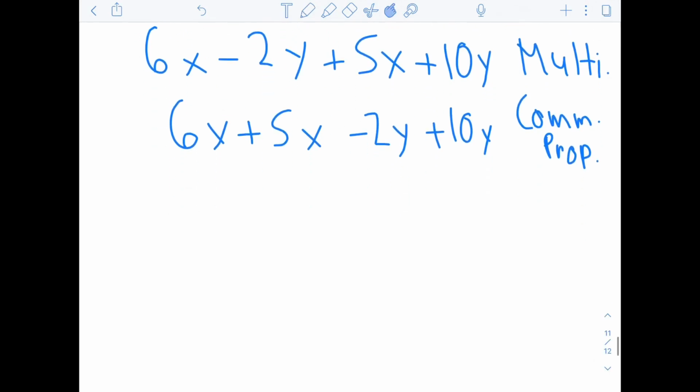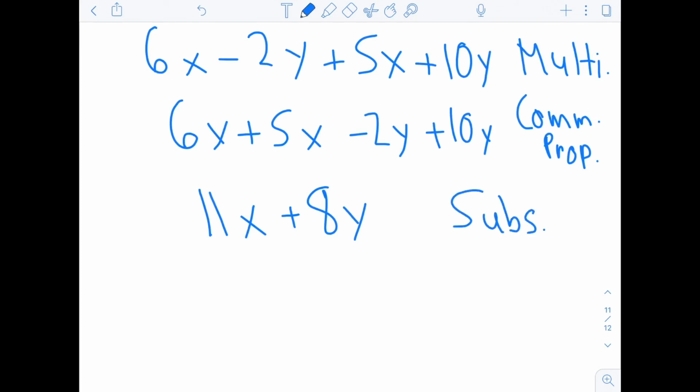So 6x plus 5x is 11x, and negative 2y plus 10y is 8y, because negative 2 plus 10 is 8. So there we use substitution, because we substituted 6x plus 5x with 11x, and we substituted negative 2y plus 10y with 8y.